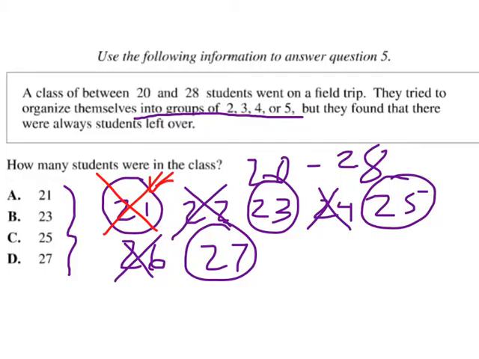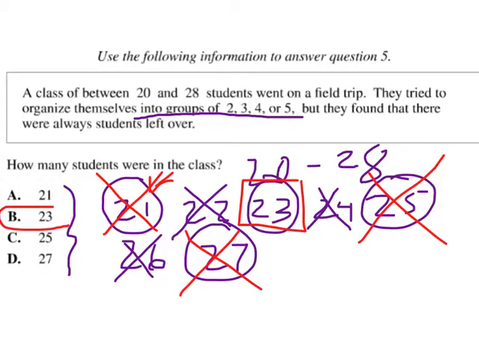So next I'll try 23. 23 divided by 2 will give me leftovers because it's an odd number. 23 divided by 3: 3 times 7 is 21, 3 times 8 is 24, so that's good. 4 times 5 is 20, 4 times 6 is 24, I'm good, and I know that 5 won't go in there evenly. So this is probably the right number, but I'm just going to double check my other ones. So 25, I know 5 times 5 is 25. And 27, I know 3 times 9 is 27. So the correct answer here is they must have 23 students.